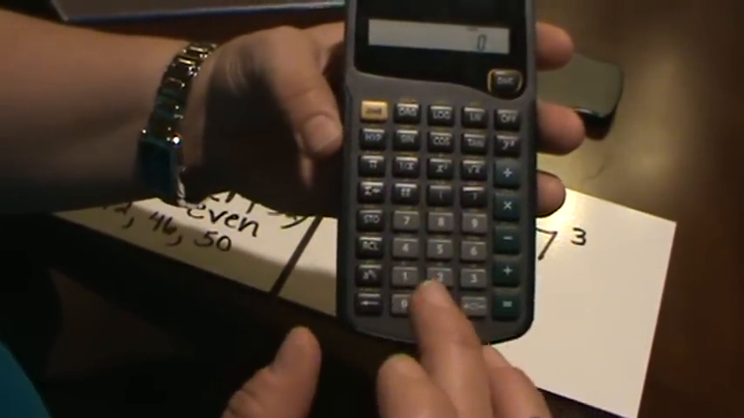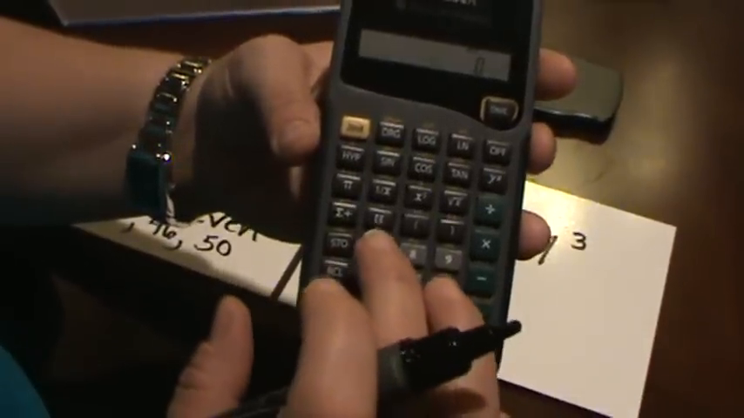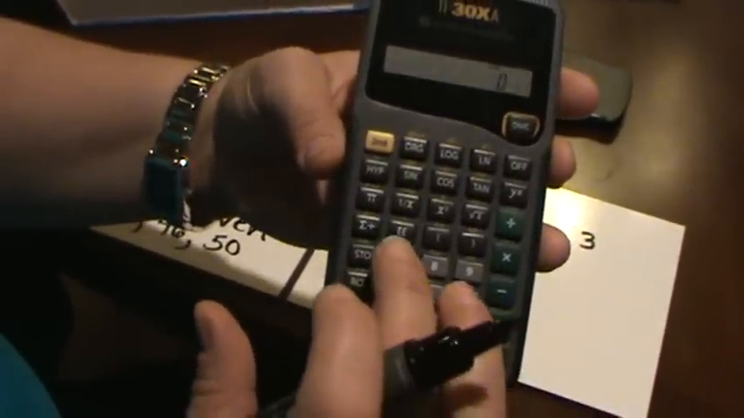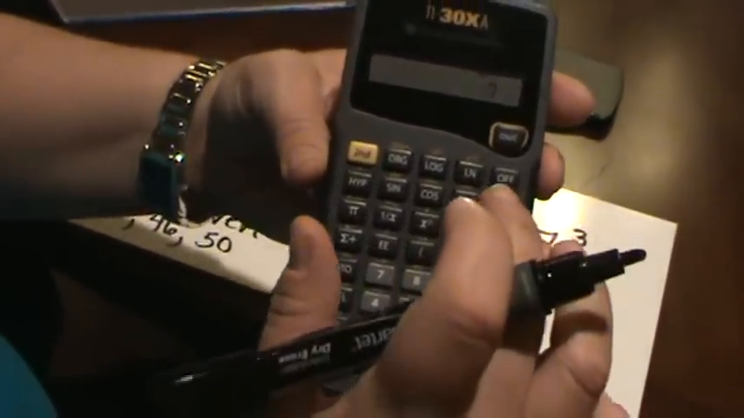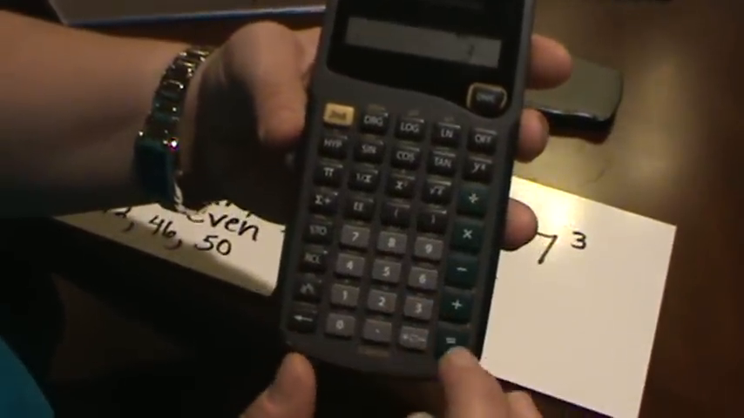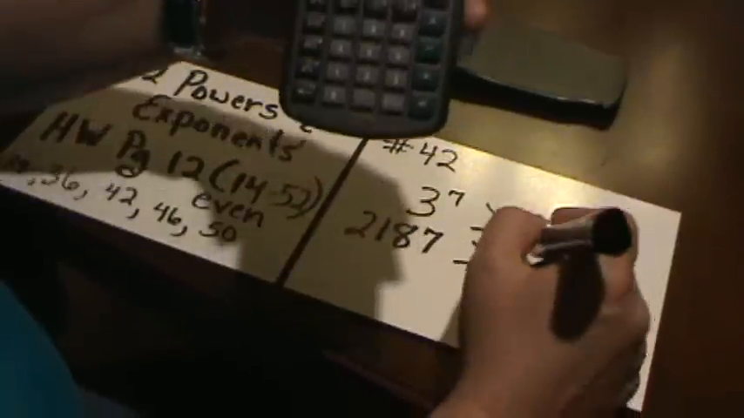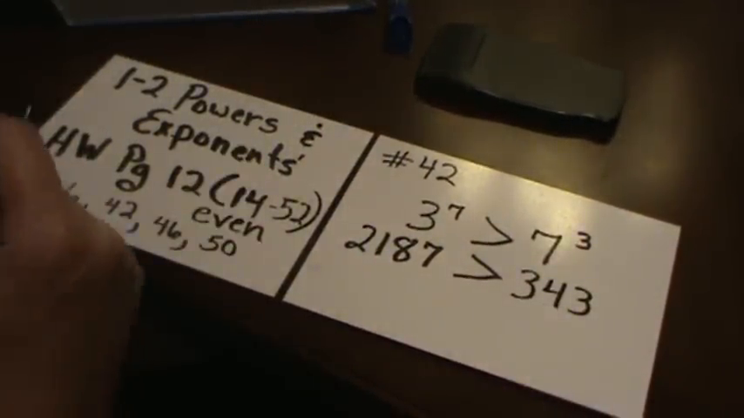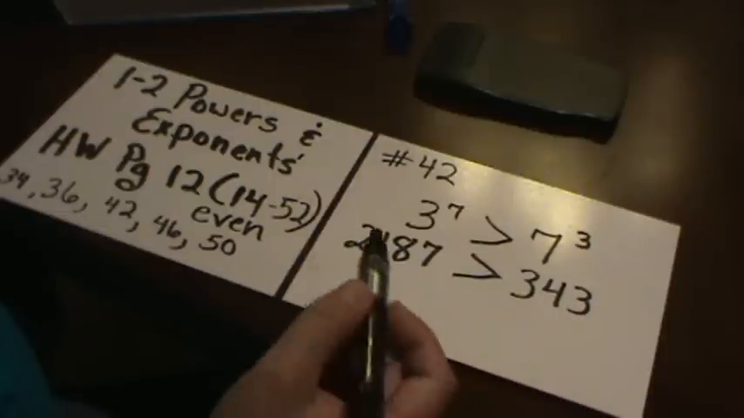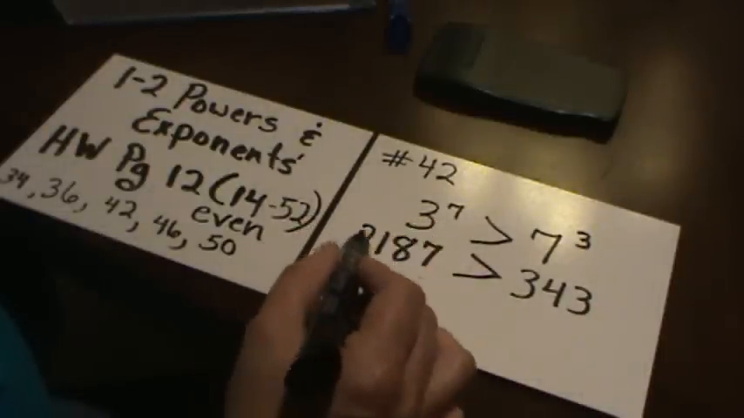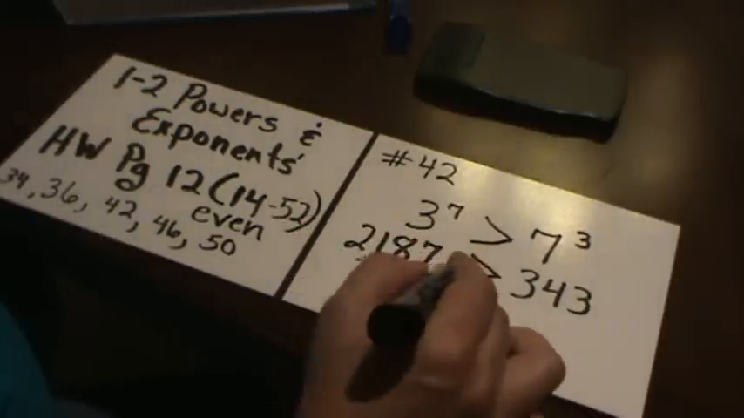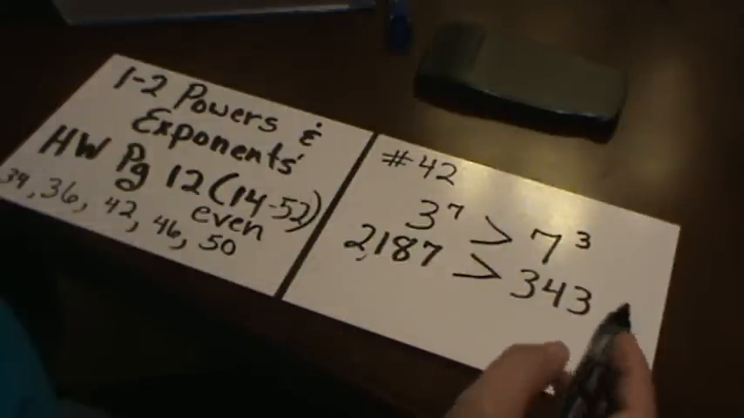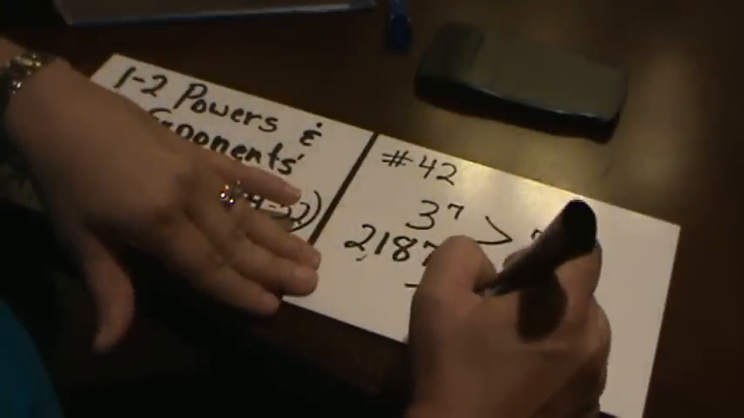And then I'm going to type in 7 to the 3rd power, or we could say 7 cubed. Remember that from our lesson. When it's to the 3rd power, we can say cubed. So I'm going to go 7, y to the x, 3, and I get 343. And then I need to decide if this is true or false. Well, it's true because 2,187 is larger than 343. So my answer would be true.